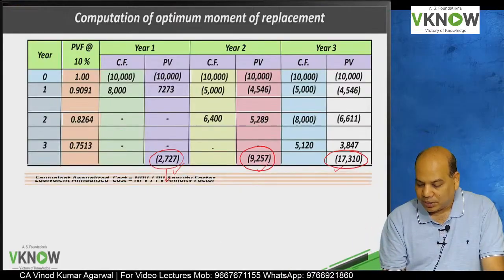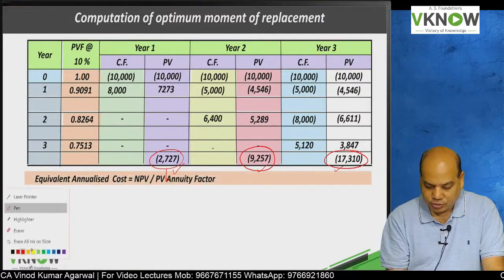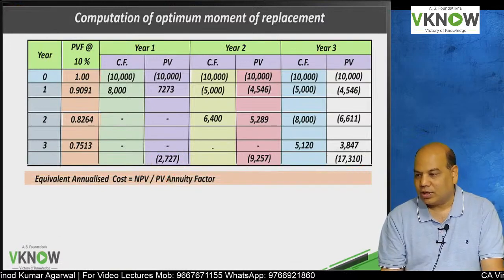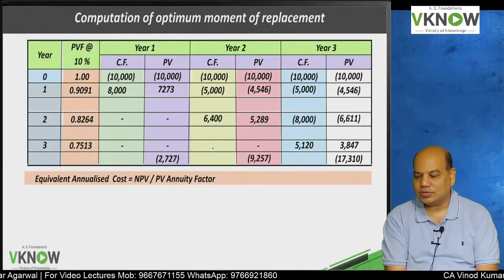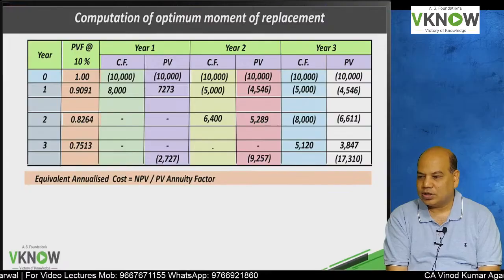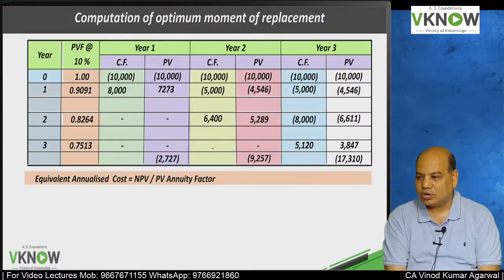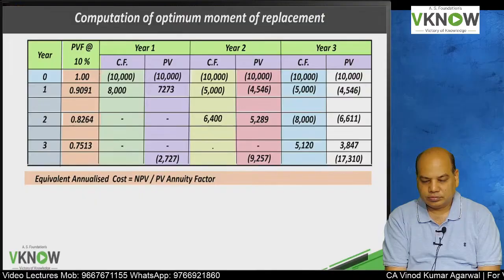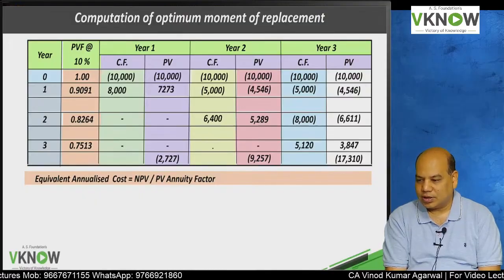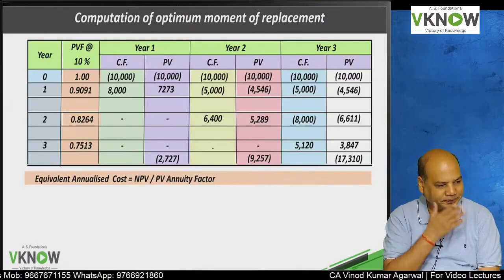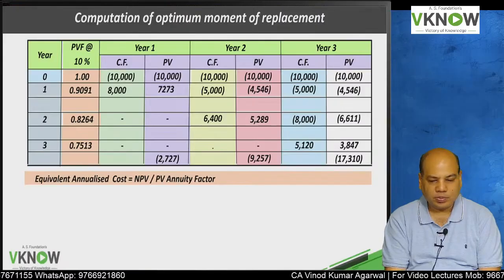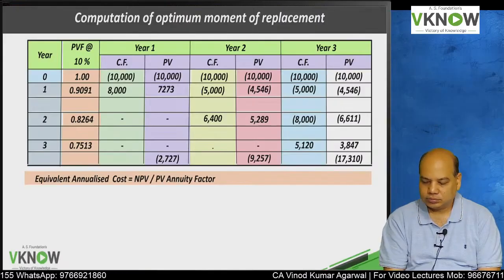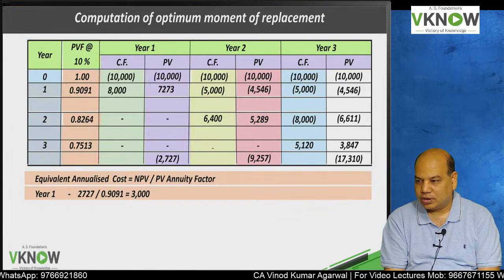So to make them comparable, I will compute equivalent annualized cost, because it's a cost minimization problem. So formula for equivalent annualized cost is NPV upon PV annuity factor. NPV upon PV annuity factor. Under that write down year 1.